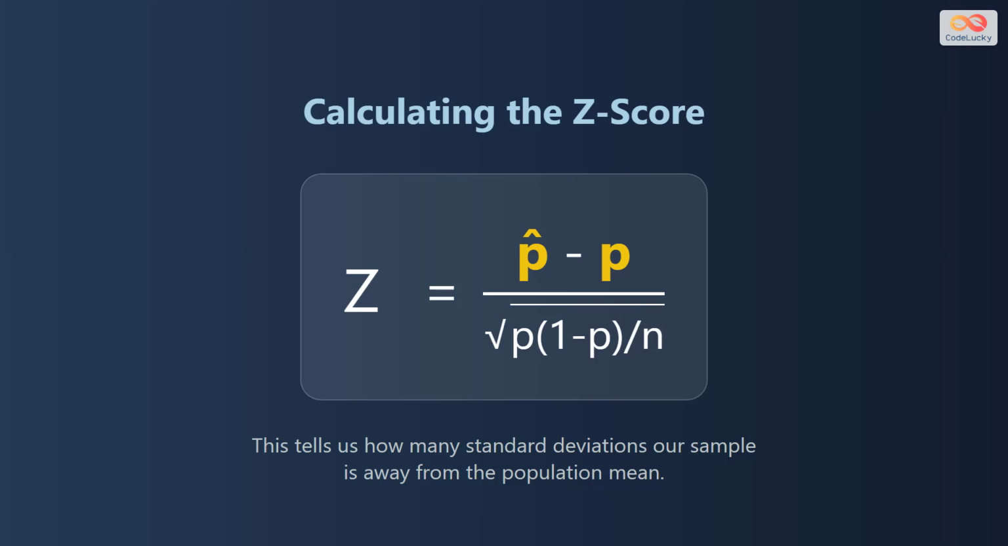Once we have the mean and standard error, we can calculate a z-score. The z-score tells us how far our sample result is from the expected population proportion, measured in standard deviations. The formula is, take your sample proportion p-hat, subtract the true proportion p, and divide by the standard error. This standardizes our result.